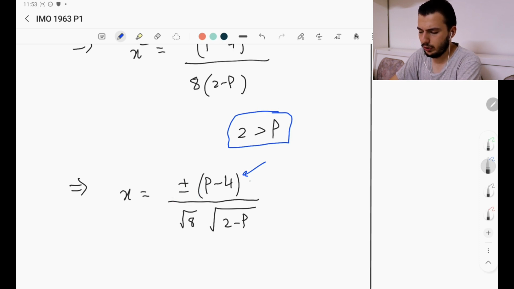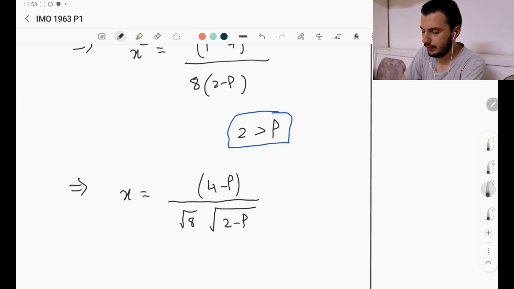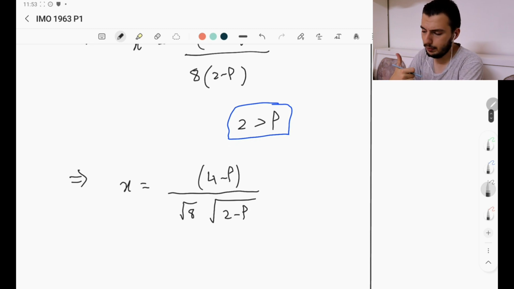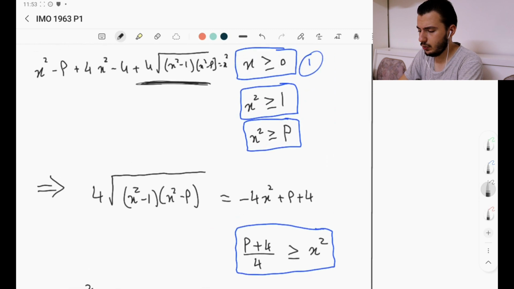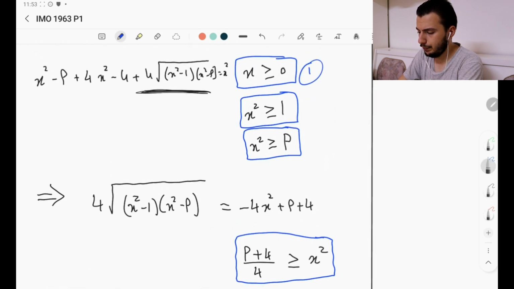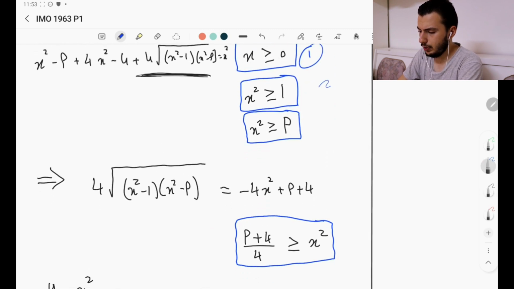So the solution is 4 minus p, right? 4 minus p should work. So simply here, 4 minus p. Okay, so now we've handled condition number 1, and this is positive. Good. Okay, what else? This was condition 1. What about condition 2?